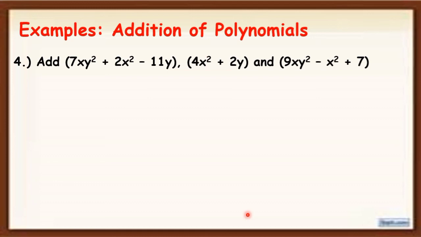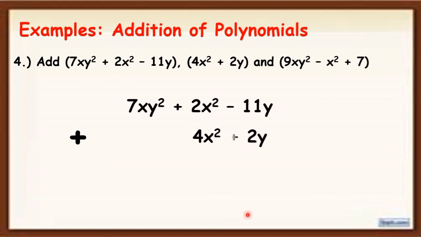So first, write 7xy squared plus 2x squared minus 11y. Then align 4x squared plus 2y. So yeah, ayos mo siya according doon kung saan siya may kapareha talaga. Next is yung 9xy squared minus x squared plus 7. As you observe, we didn't put 7 in the column of 11y and 2y because 7 has no variable. So they are not similar. Now, we already arranged them. So let's simplify.